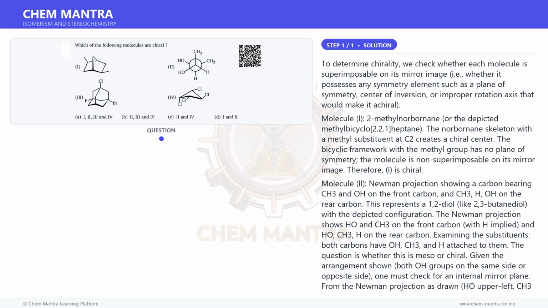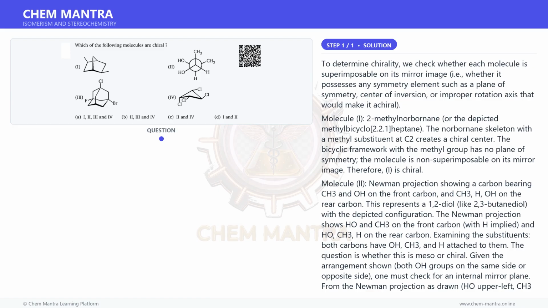The structure in 4 appears to be a substituted cyclohexane where the 4 Cl atoms are arranged such that no plane of symmetry exists. For example, if they are at 1, 2 cis and 4, 5 positions without a mirror plane. Given the answer is all 4 are chiral, 4 is chiral.